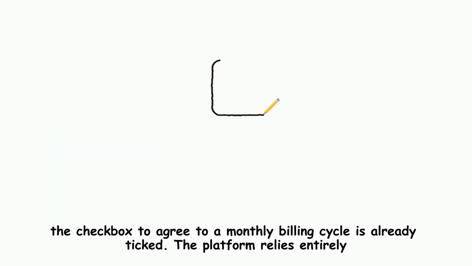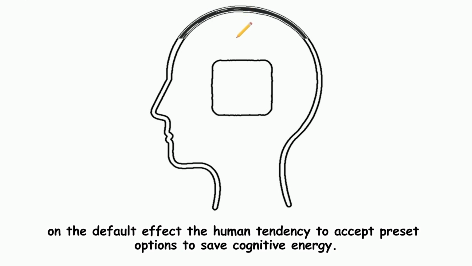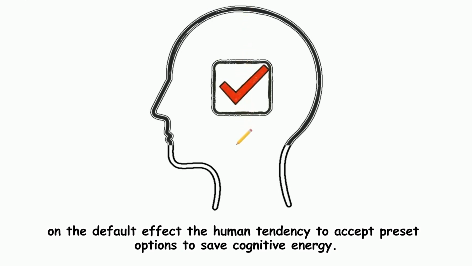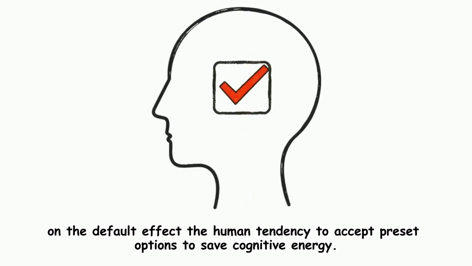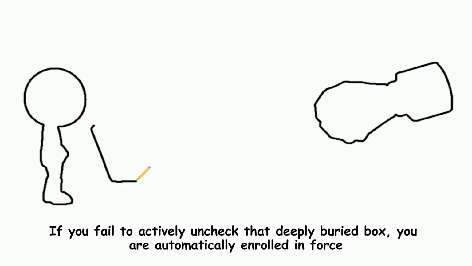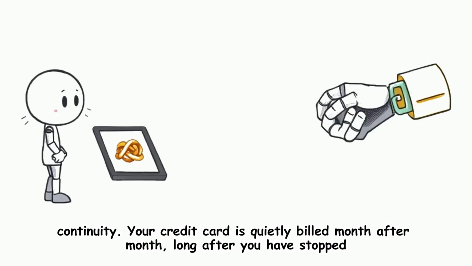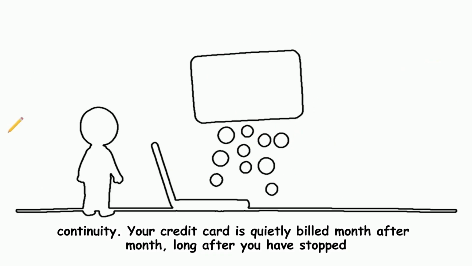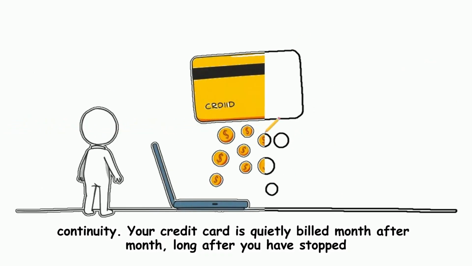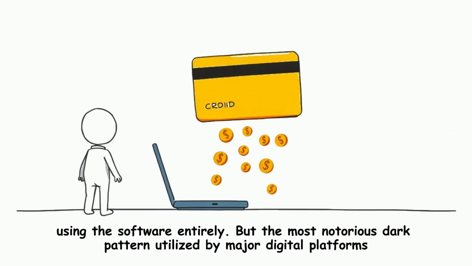The platform relies entirely on the default effect, the human tendency to accept preset options to save cognitive energy. If you fail to actively uncheck that deeply buried box, you are automatically enrolled in forced continuity. Your credit card is quietly billed month after month, long after you have stopped using the software entirely.